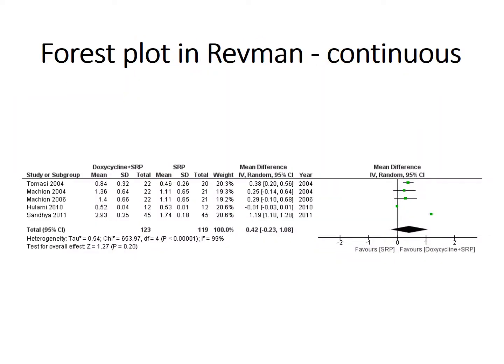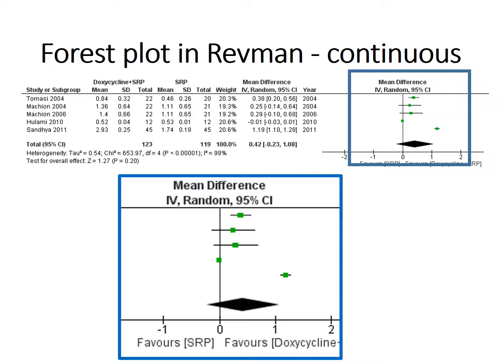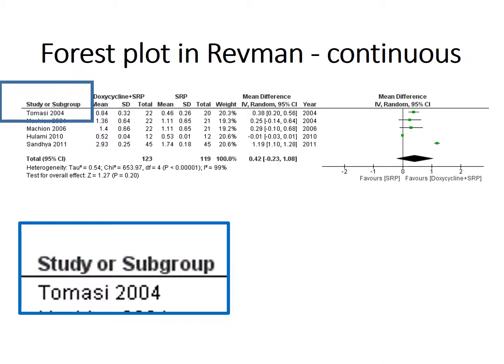Let us see the forest plot for continuous data meta-analysis. In the forest plot of continuous data, the line of no significance is at 0 and each study mean difference is given as the green square with extended black line representing the confidence interval. The pooled mean difference is given by the black diamond and the horizontal extension of the diamond gives the confidence interval. The first column is the study name and year.